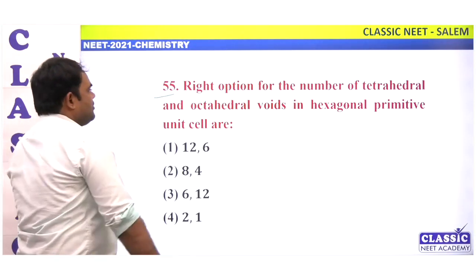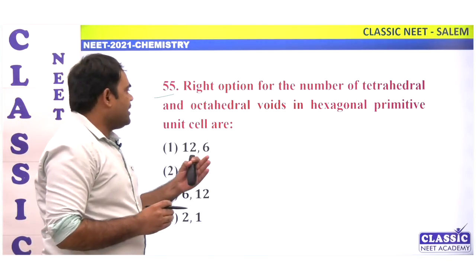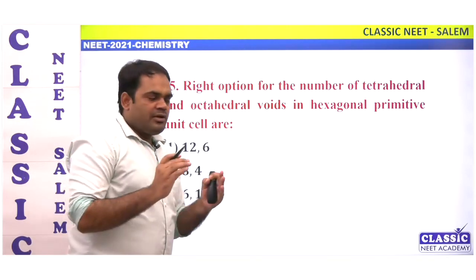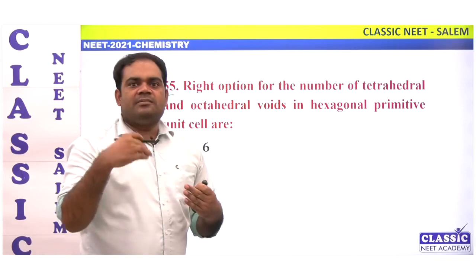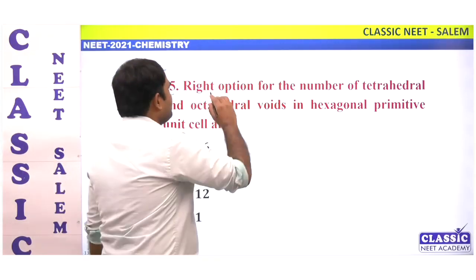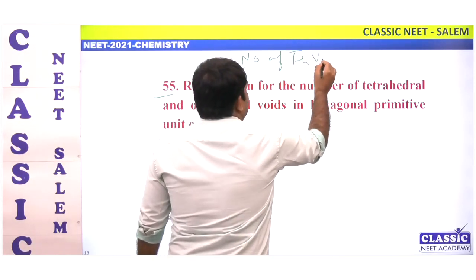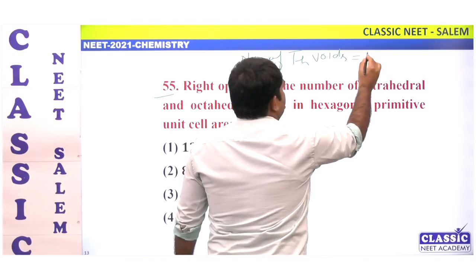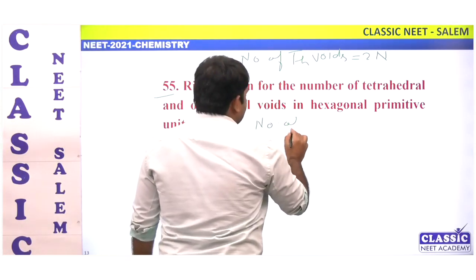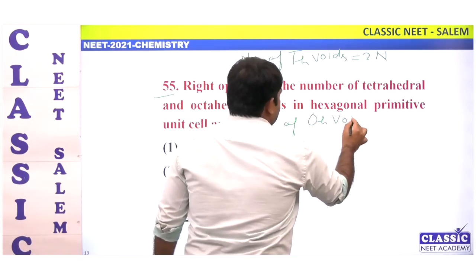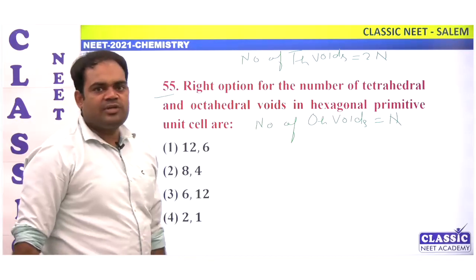After that, the next question is given here. Choose the right option for the number of tetrahedral and octahedral voids in a hexagonal primitive unit cell. You know that the number of tetrahedral voids is double the number of atoms, so the number of tetrahedral voids is 2n. What about the number of octahedral voids? That is equal to n.